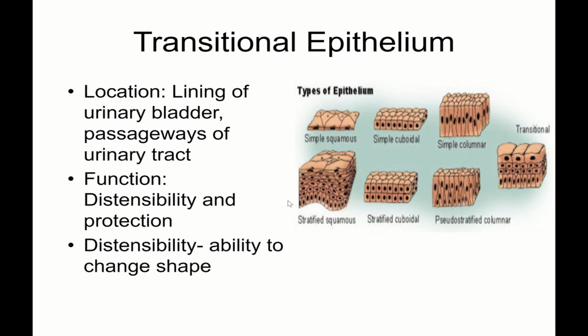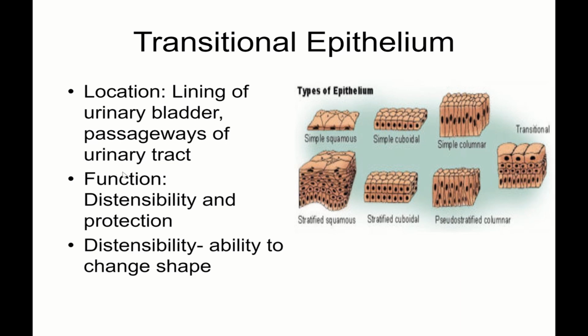And then we have transitional. So transitional's major function is that it has the ability to distend. It has the ability to expand, which is really useful when you consider where it is. This is found in the lining of the urinary bladder, so what you would probably just call your bladder, and in the passages of the urinary tract.